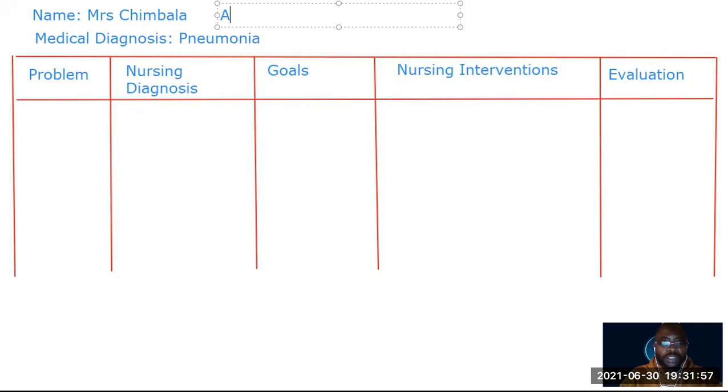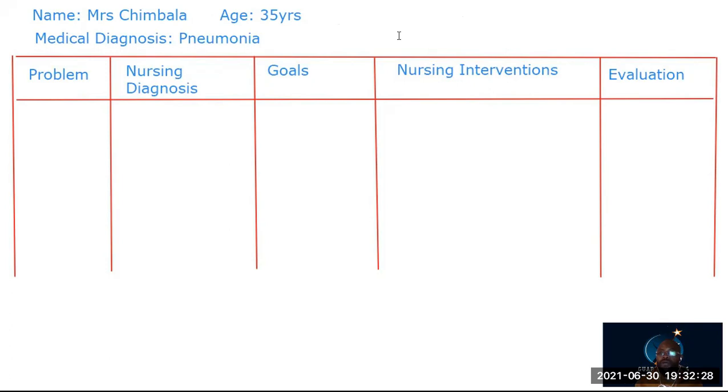If you want, you can include another one here. You include the age of Mrs. Chimbala. Let's just say she's 35 years. Beautiful, right? Now, I want to believe I'm talking to students here. So as a student, this is how you have to draft your nursing care plan, as smart as this.